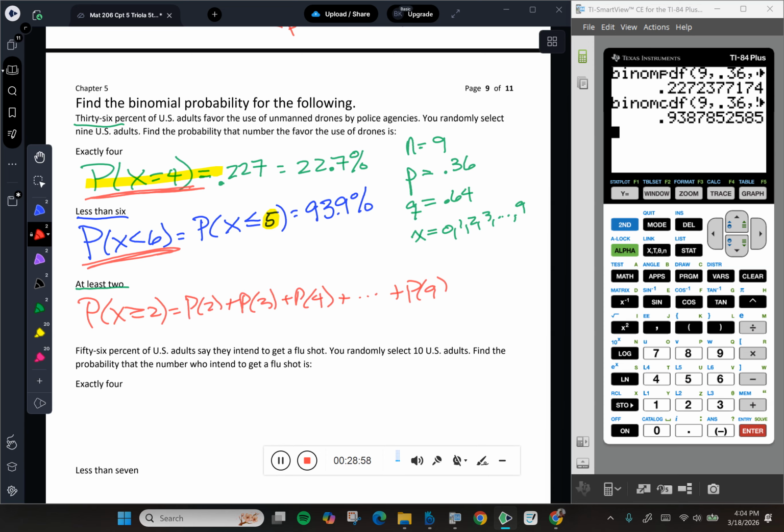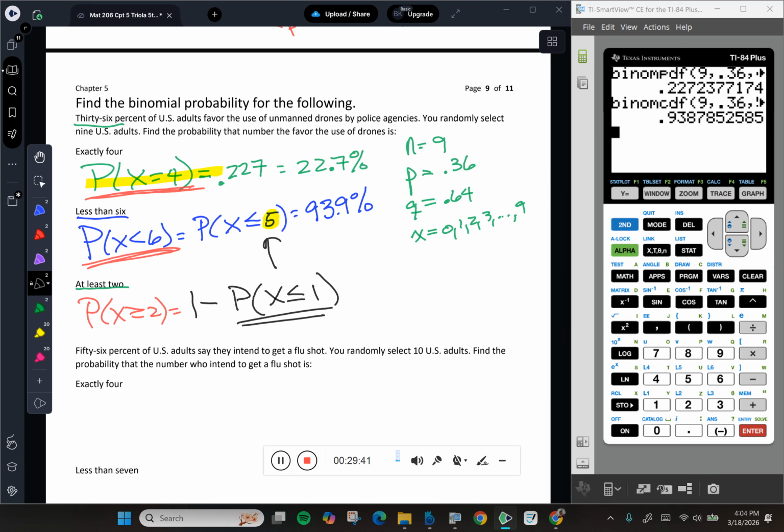Now, unfortunately, the good people at TI did not expect you to want to do this, so they didn't build it in. But we can cheat. And I say cheat, but we're not really cheating. We're using rules of probability to make this calculation simpler. We're going to use the complement rule: the probability of greater than or equal to 2 is 1 minus the probability that x is less than or equal to 1. And this is that problem again, but just with a 1 instead of a 5.